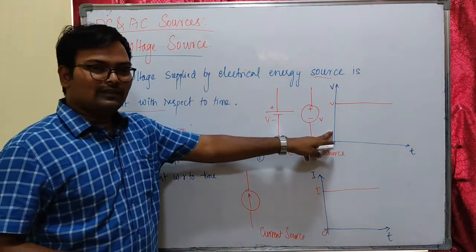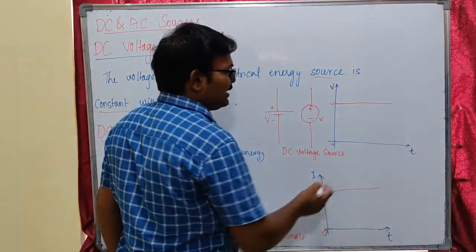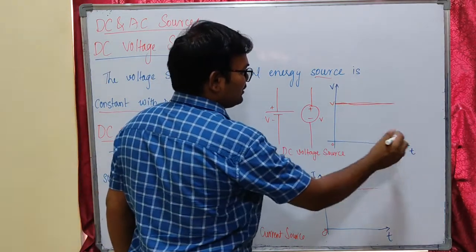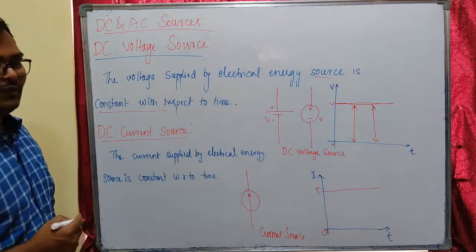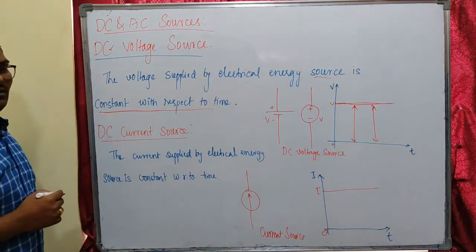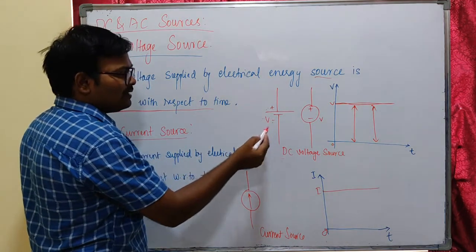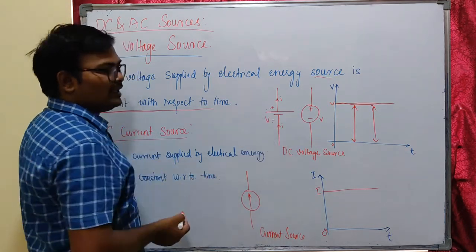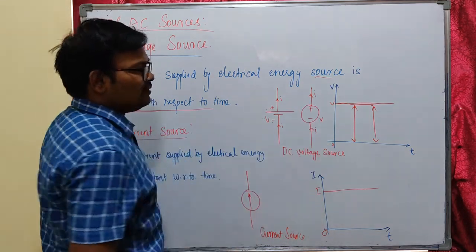Here you can see the graph for a DC voltage source, with voltage on the y axis and time on the x axis. The voltage is constant throughout the time period. That means this value is constant whenever you consider time. So if the voltage is constant with respect to time, it is said to be a DC voltage source. These are the symbols for a DC voltage source, with a positive terminal and a negative terminal. Current leaves the positive terminal and enters the negative terminal of the battery.